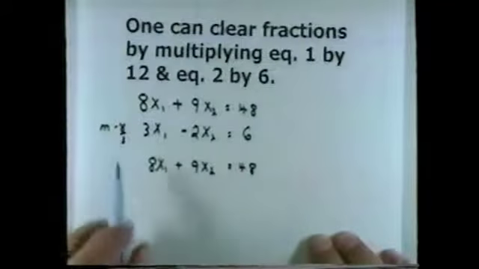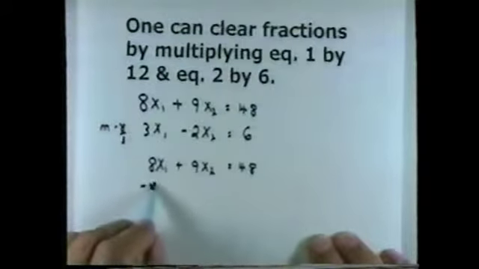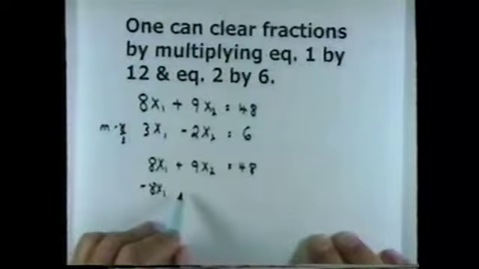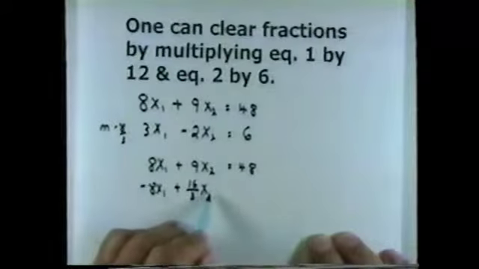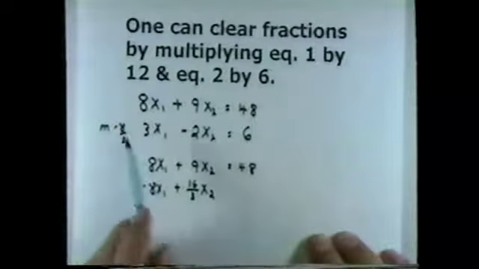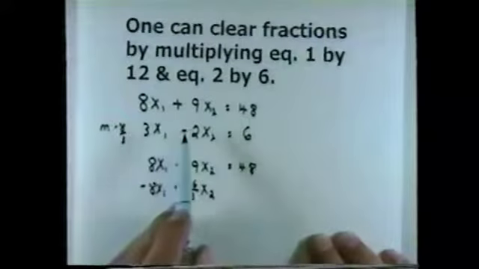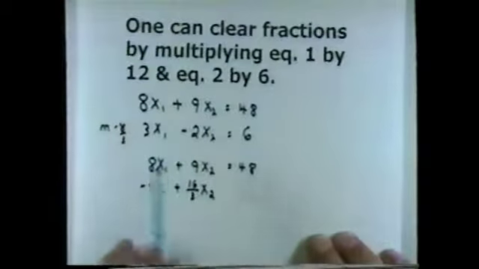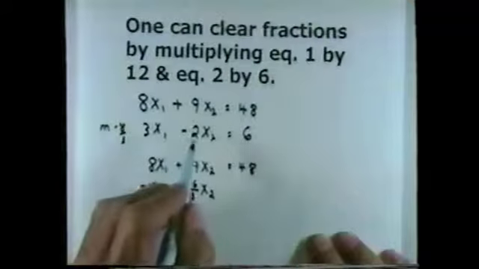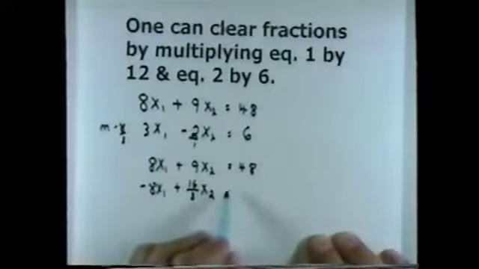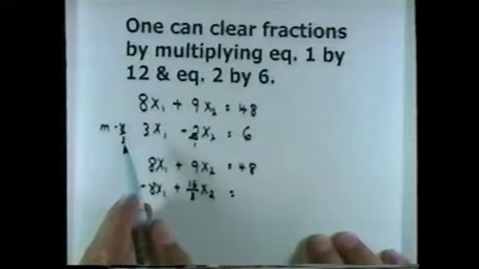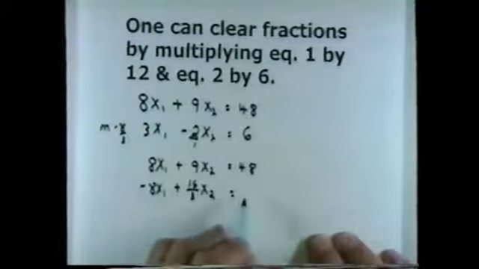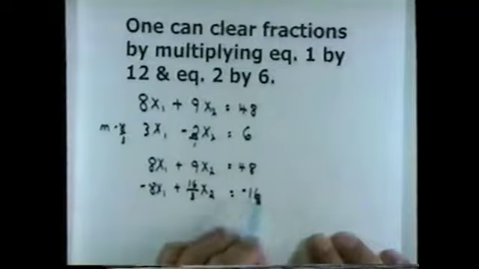Multiplying by negative 8/3, I get a negative 8x1 plus 16/3 x2. See, I'm multiplying by negative 8/3. A negative 8 times a negative 2 is a positive 16. And then 3 times 1 is 3, because that's understood to be 3/1. And a negative 8/3 times 6. Well, I can reduce first, 3 going into 6 two times. 2 times negative 8 is negative 16.